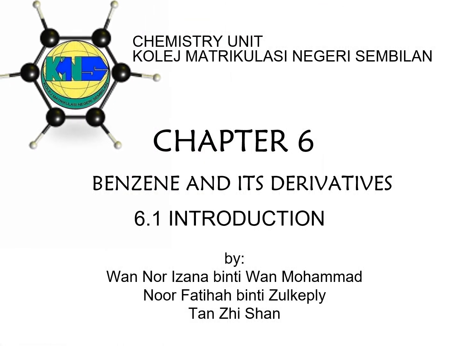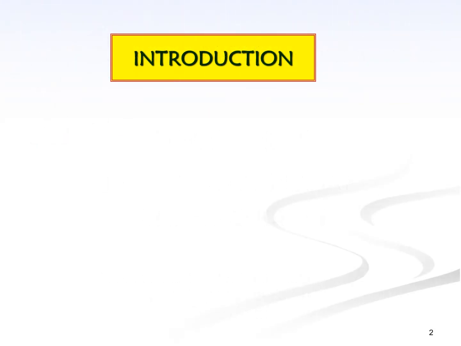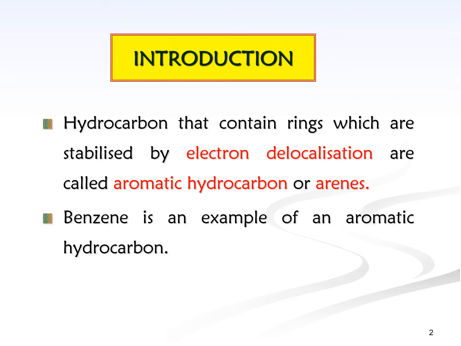Chapter 6: Benzene and its derivatives. Introduction. Aromatic hydrocarbons, or arenes, are hydrocarbons that contain rings which are stabilized by electron delocalization. Benzene is an example of an aromatic hydrocarbon.